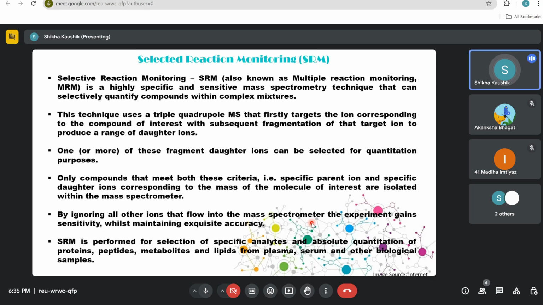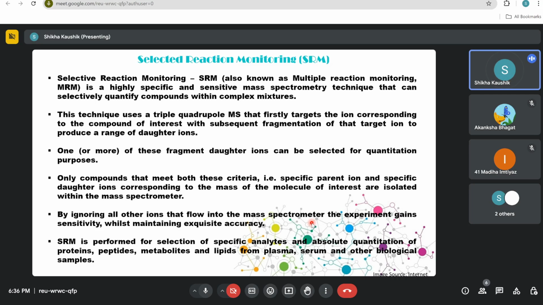It is a highly specific and sensitive mass spectrometry technique that can selectively quantify a compound within complex mixtures. This technique uses triple quadrupole MS that firstly target the ion corresponding to the compound of interest. तो सबसे हर स्टेज पे हम सिलेक्शन कर रहे हैं. So firstly it is actually targeting ions to the compound of interest with subsequent. Once you have selected your compound of interest, then you are sending it for subsequent fragmentation so that you can do a detailed analysis of the range of daughter ions you will get.